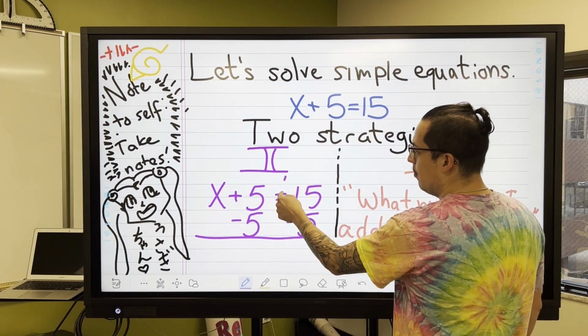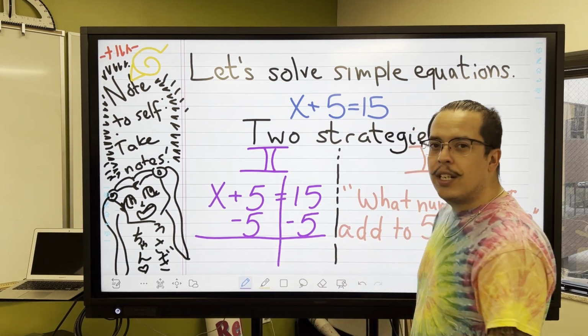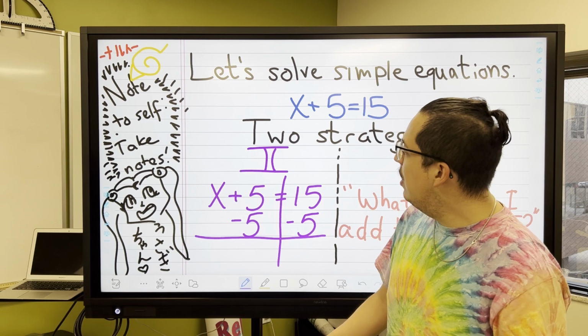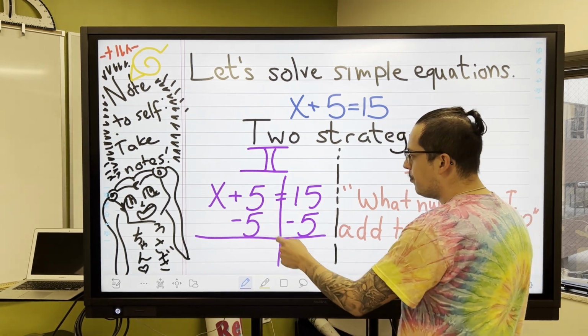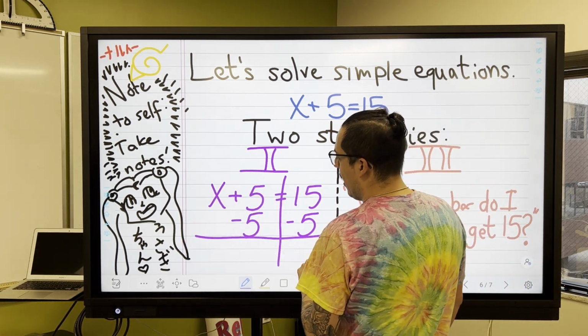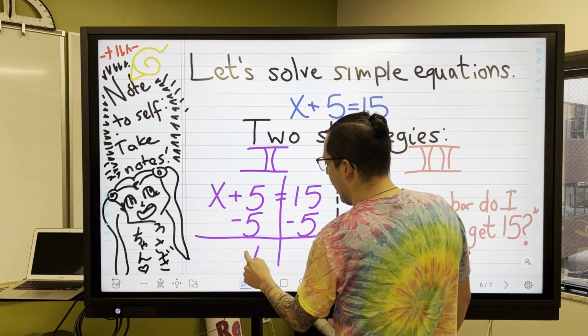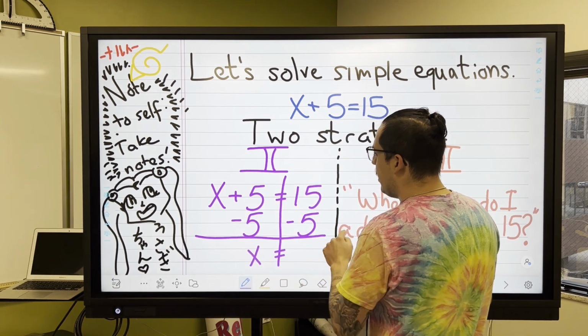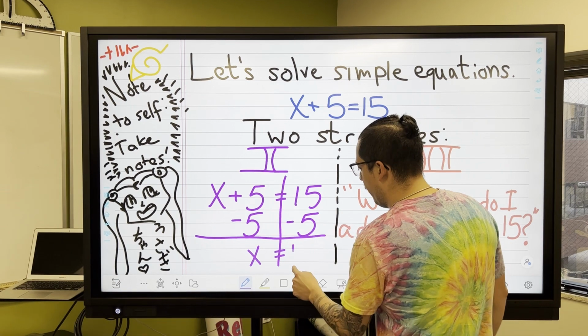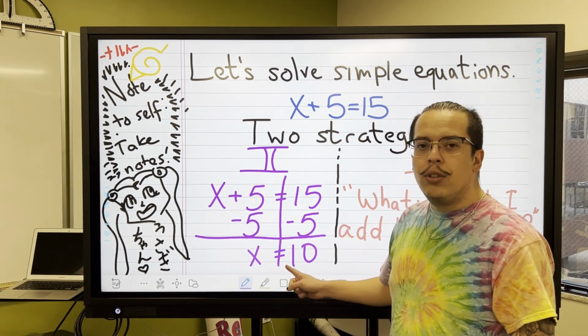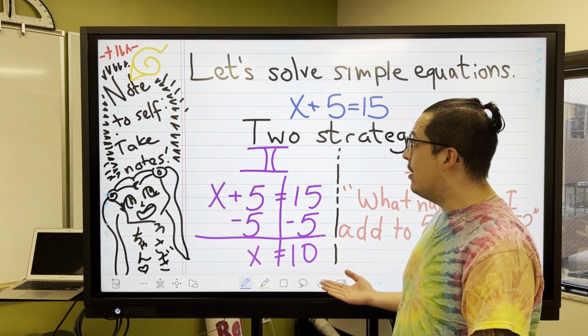Some people put the wall down the middle here. If it's helpful, do it. It's not necessary. 5 minus 5 is 0, so we're left with x. And 15 minus 5 is 10. So we know the solution is x equals 10.